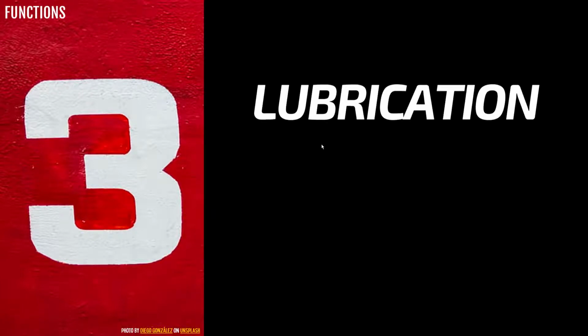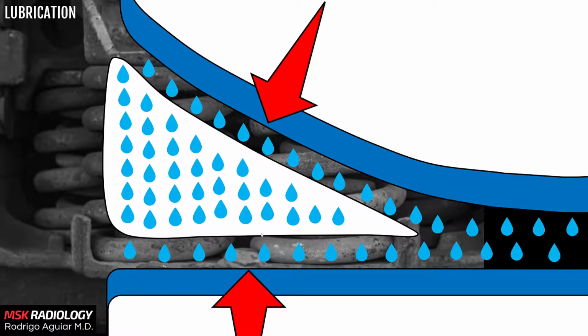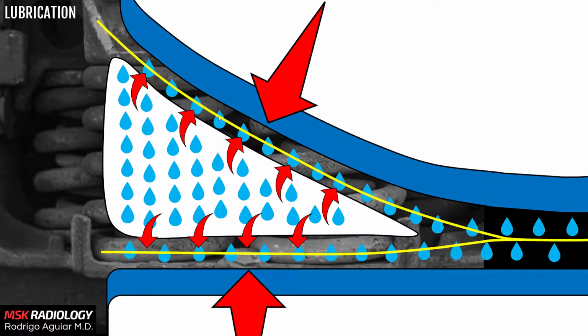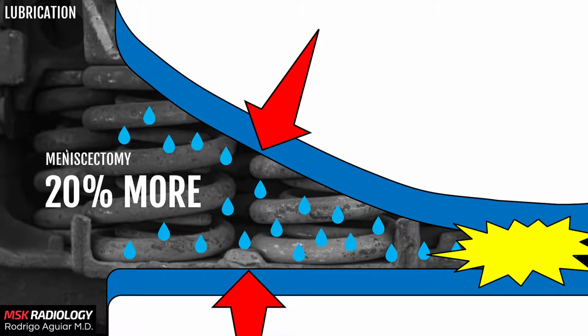It's believed that when the knee is loaded, the meniscus compresses and circulates the synovial fluid, reducing the frictional forces. It forms a thin layer of synovial fluid between the articular cartilage and the meniscus, distributing the articular pressure and decreasing the friction coefficient. And by the way, in knees with meniscectomy, the coefficient of friction increases by 20%.